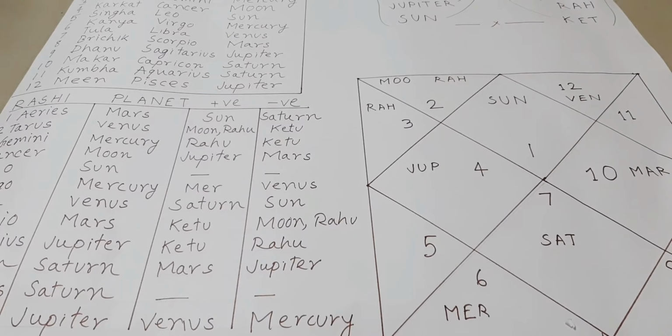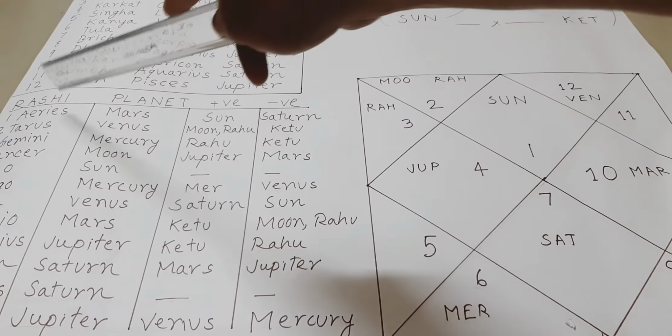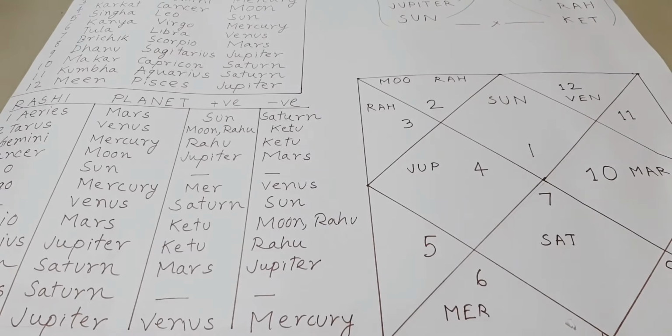Again, here the number 1 represents the house owner planet, the house lord, not the house number. This is not indicating the first house. It is indicating that the lord of this house is Aries, that is Mars.